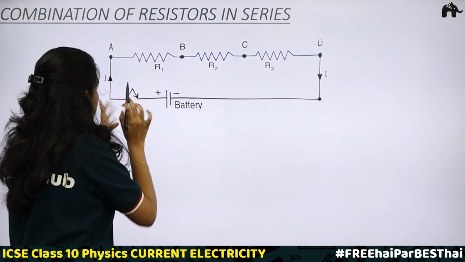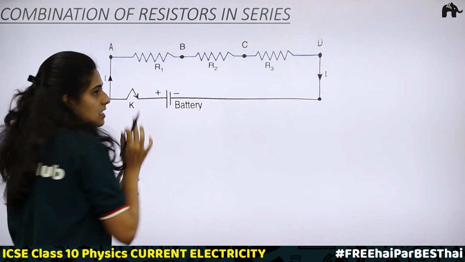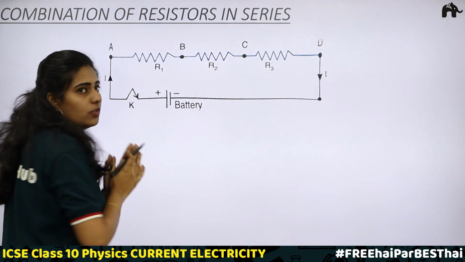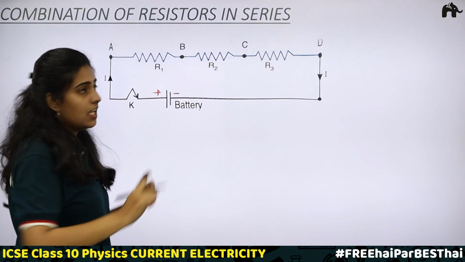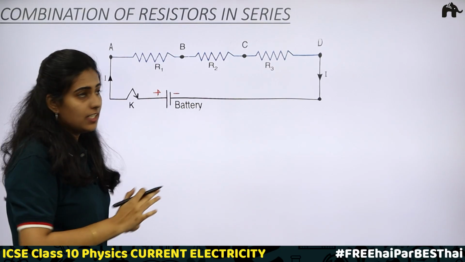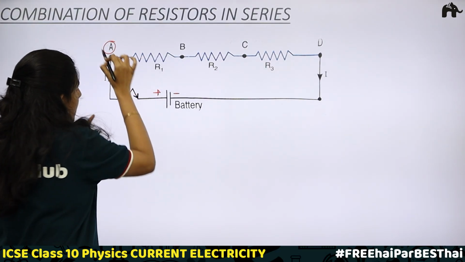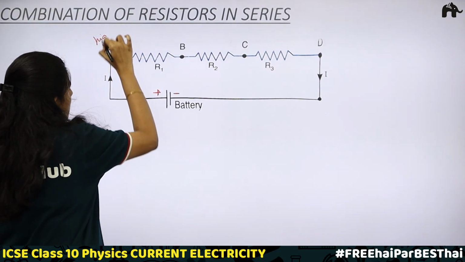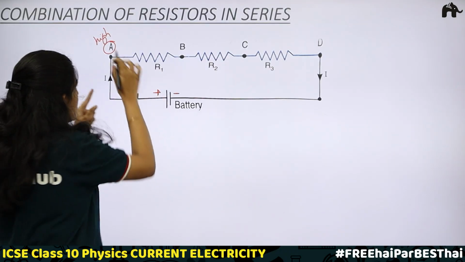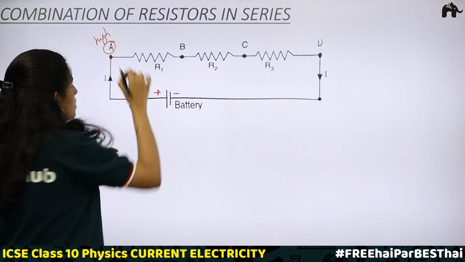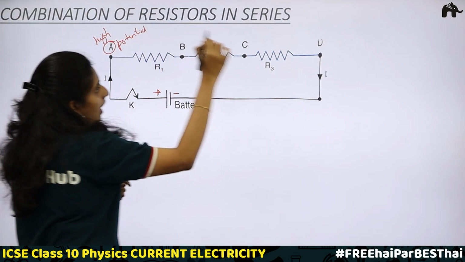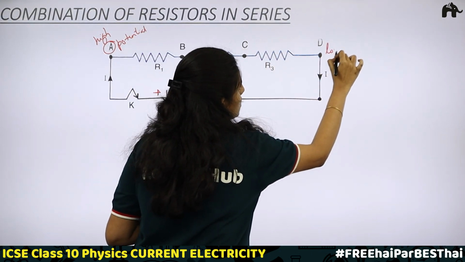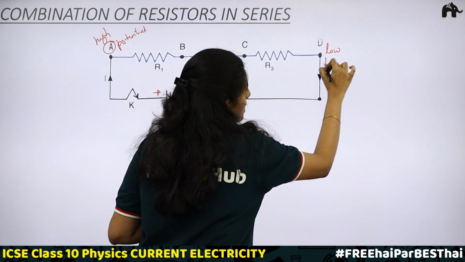You have a battery, you have a key. So when the key is plugged in, what happens? Current starts flowing through the circuit. Here we have the positive terminal and this is the negative terminal. Now you will have to remember one point. Here at point A, there will be high potential, because the positive terminal is connected to A. So here we will have a high potential and at D, the potential will be the lowest, a low potential region.